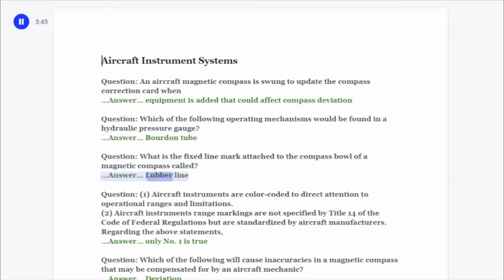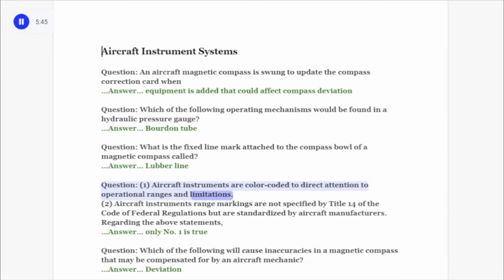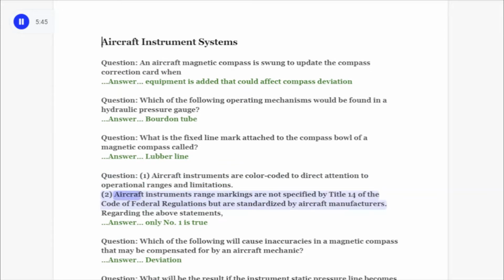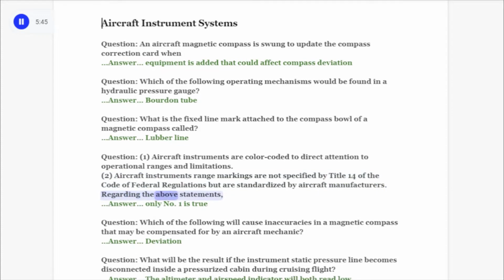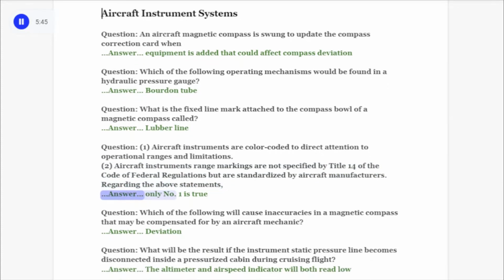Answer: Lubber line. Question: 1. Aircraft instruments are color-coded to direct attention to operational ranges and limitations. 2. Aircraft instruments' range markings are not specified by Title 14 of the Code of Federal Regulations but are standardized by aircraft manufacturers. Regarding the above statements. Answer: only number 1 is true.